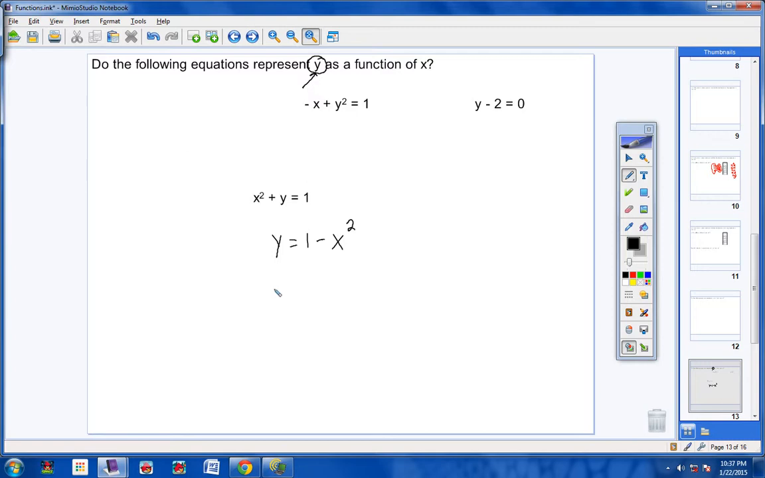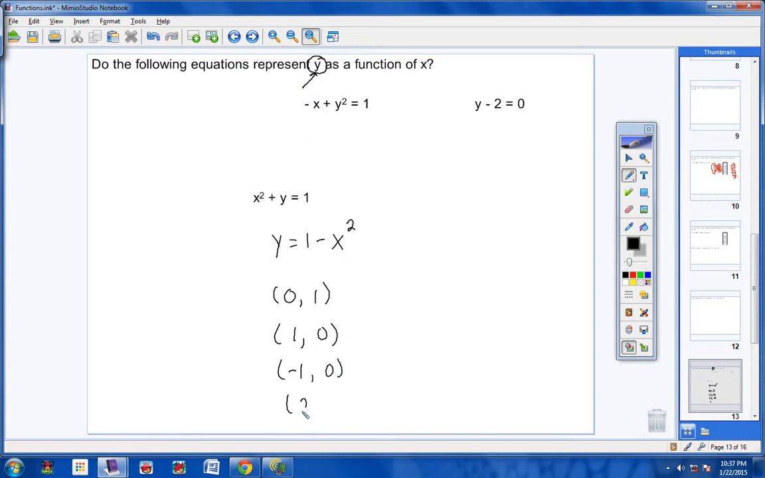You're like, well, duh, Mr. Earhart, I'm going to get out one value. Well, let's still make sure. Put a 0 in for x, and you get out 1. Put a 1 in for x, and you get out 0. Put a negative 1 in for x, and you still get out 0, because negative 1 squared is 1.